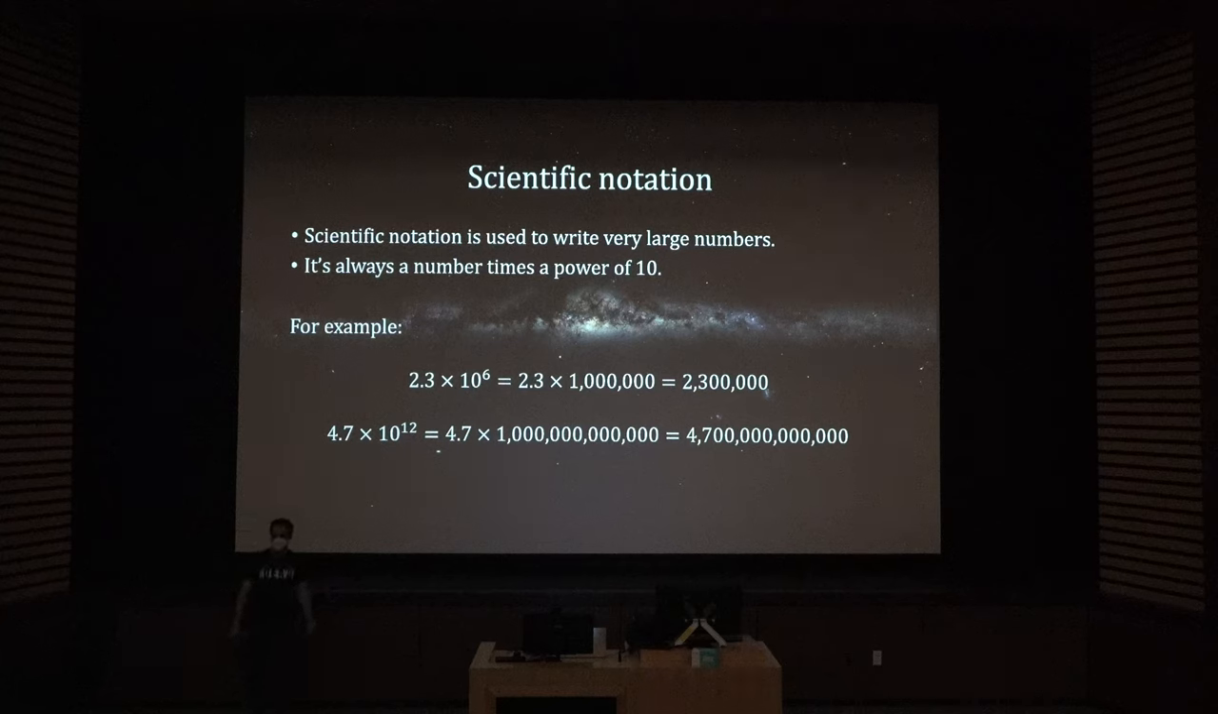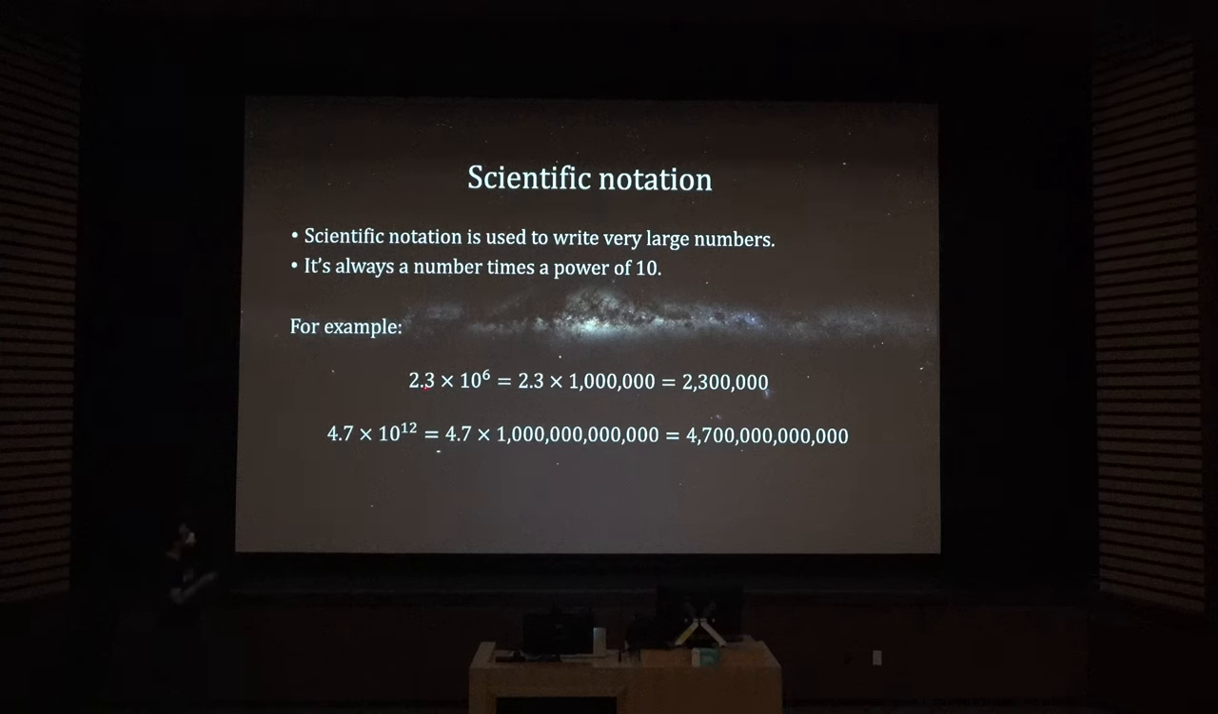And why are we learning about this? Because we want to learn scientific notation. And scientific notation is the notation we use to write very large numbers. And of course, as we've seen in astronomy, we deal with very large numbers in terms of distances and time and so on. So we need to have some compact and well-defined way to write these large numbers. So a scientific notation is just a number times a power of 10.